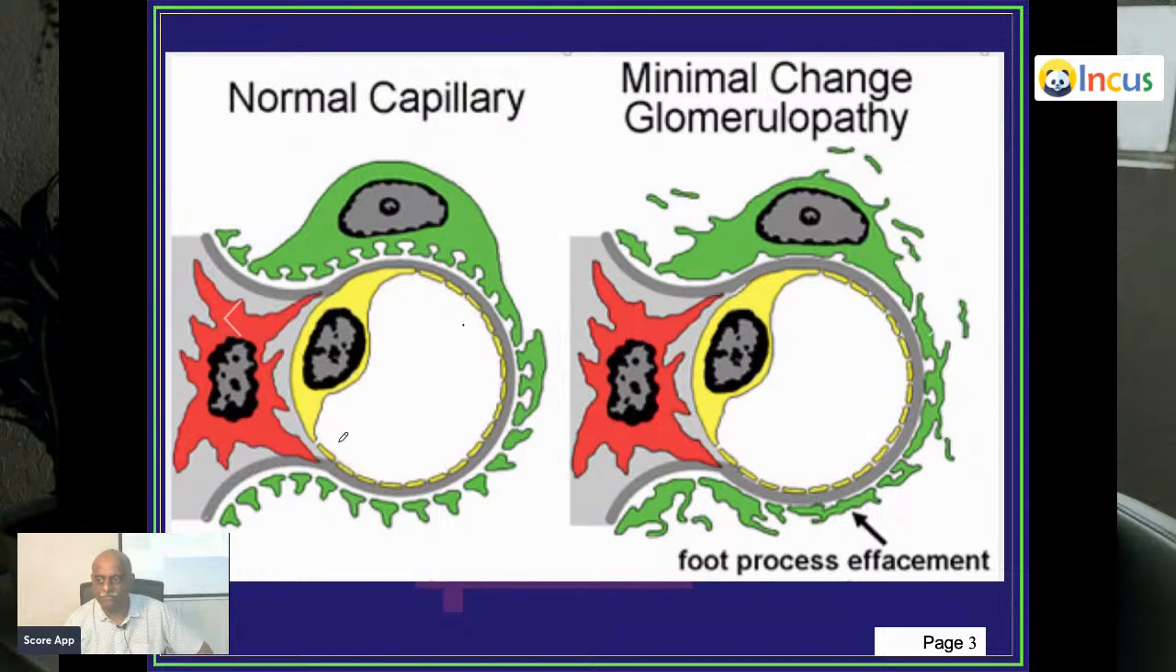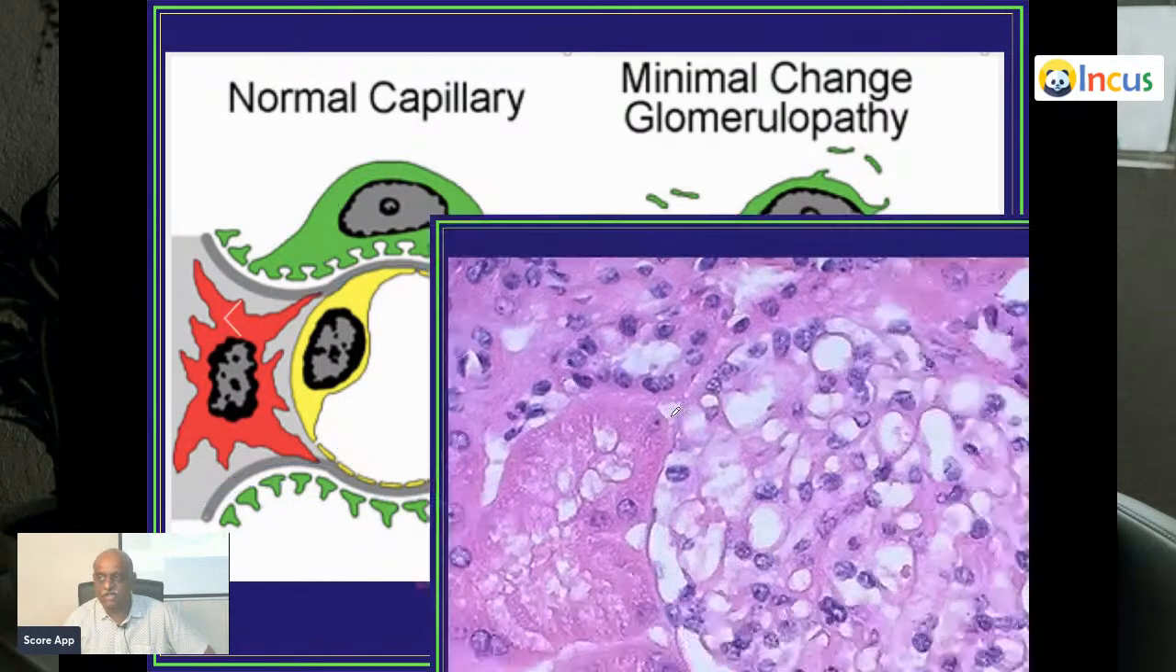What do you have here? Fenestrated endothelium. Then this is the glomerular basement membrane. This whole thing is what? This one is glomerular basement membrane. And this is the visceral epithelial cell, and the foot processes of the visceral epithelial cell is what you are able to see. But these foot processes got effaced, which is the underlying problem in minimal change disease, is what you need to remember.